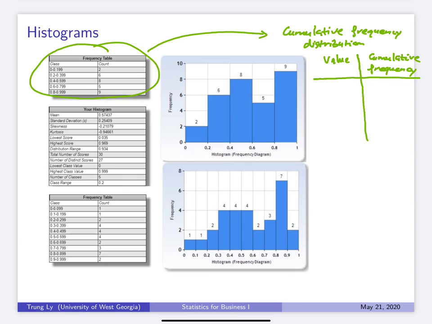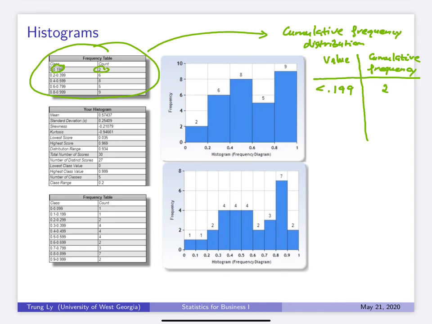So let's look at the first bin. The first bin has an upper limit of 0.199. So we have less than 0.199. We're asking ourselves how many observations in the data set are less than 0.199, and the table tells us that there are two. So we put 2 here.